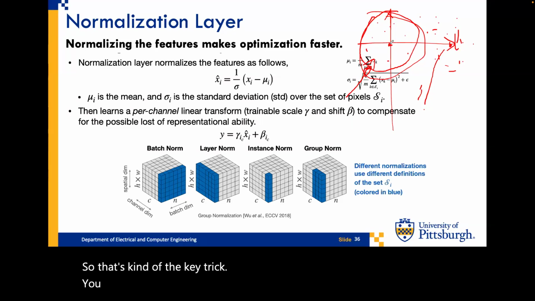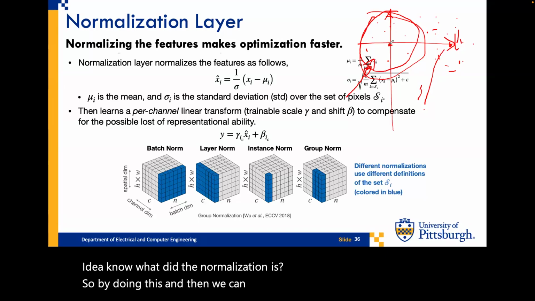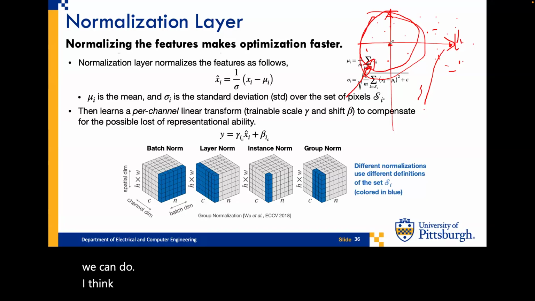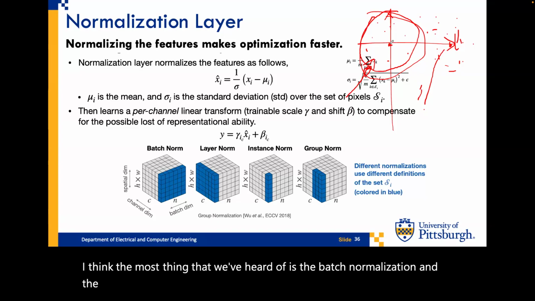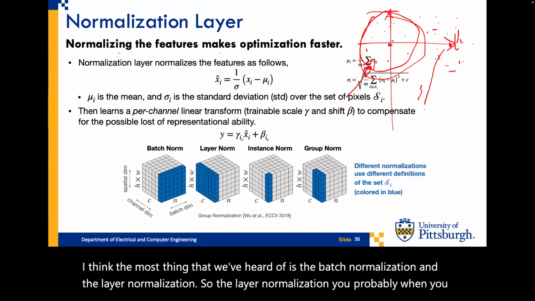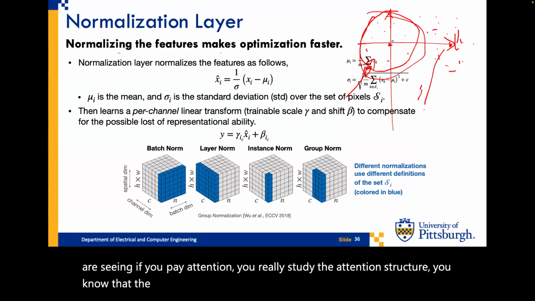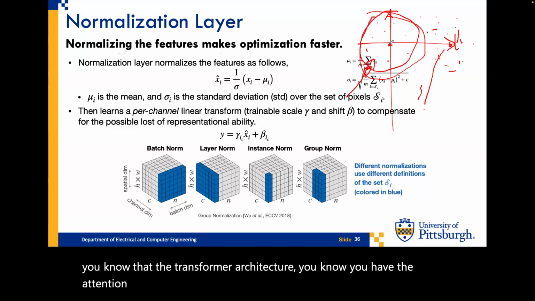You just need to have a rough idea of what normalization is. By doing this, we can do normalization over a bunch of data. The most common ones that we've heard of are batch normalization and layer normalization. If you study the attention structure in the transformer architecture, you have the attention, you have this layer normalization and the add, and all that.